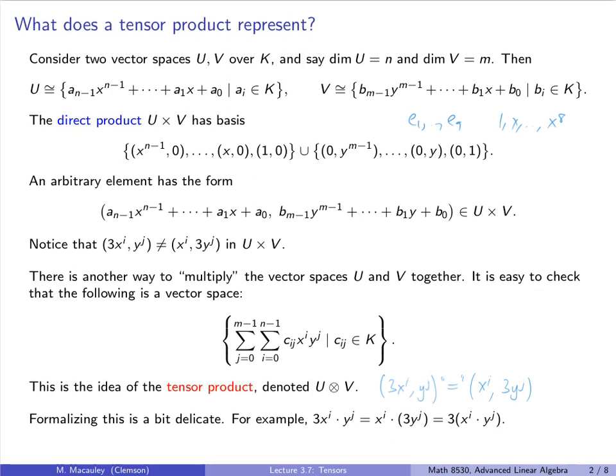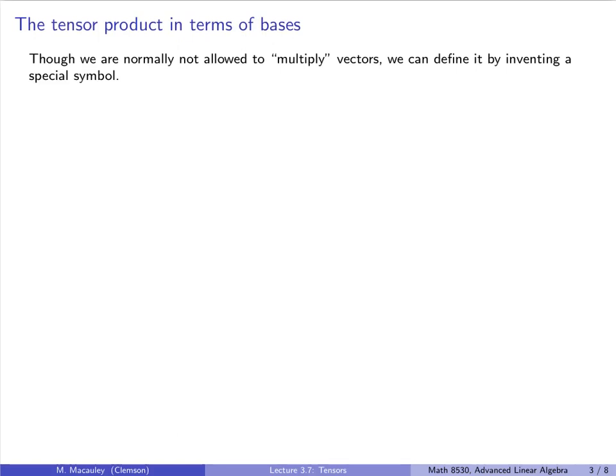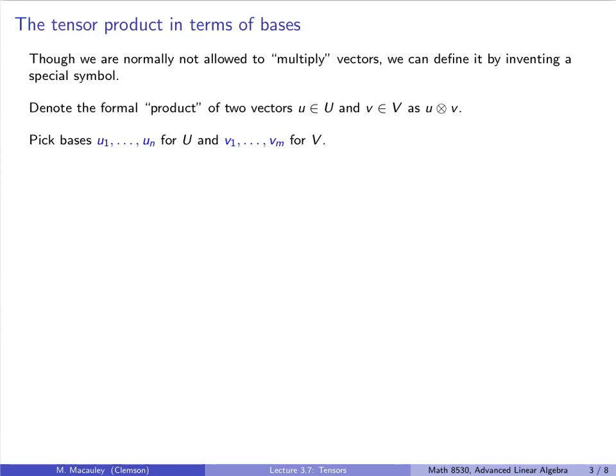Since we are not normally allowed to multiply vectors together, we define a special symbol to do it. Now for polynomials, we don't need that, but for all other vector spaces, it makes sense. We will denote the formal product of two vectors, u and v, as u tensor v. So we use the same symbol as we do for the entire space, big U tensor big V, but here we're using vectors instead of vector spaces. Let's pick bases for U and V. Let's say u1 up to un and v1 up to vm.